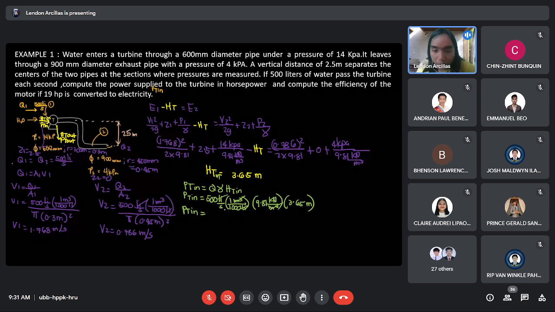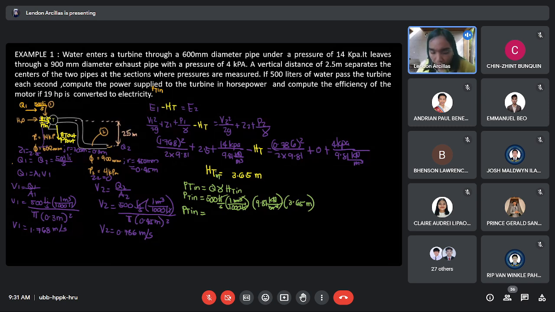So, this is power in. As you can see, ang malalabas na unit dito is kilonewton meters per second, or kilonewton meter per second. That is kilojoule per second or kilowatts. Tama ba? Ang sagot dito is 17903 kilonewton meter per second, or kilojoule per second, or kilowatts. To the turbine in horsepower. Convert lang natin yung kilowatts to horsepower.